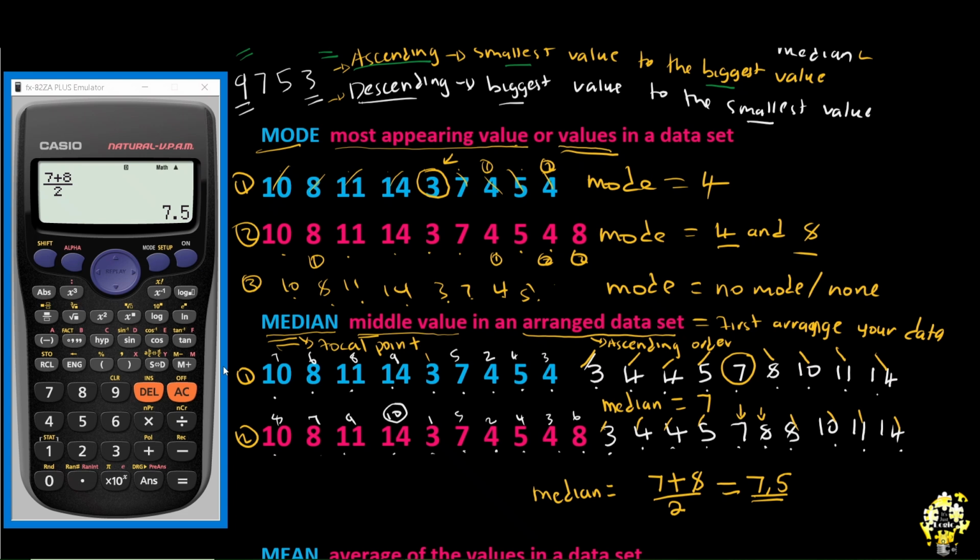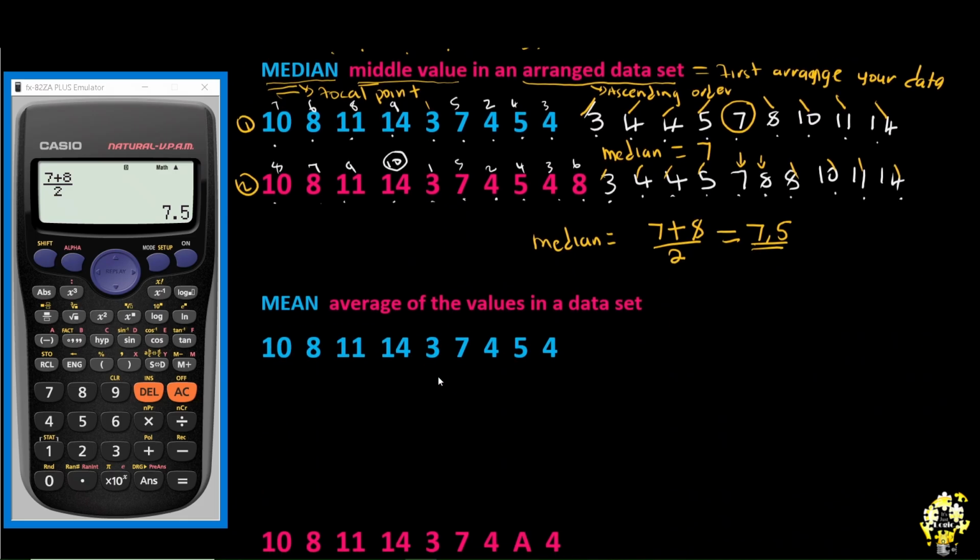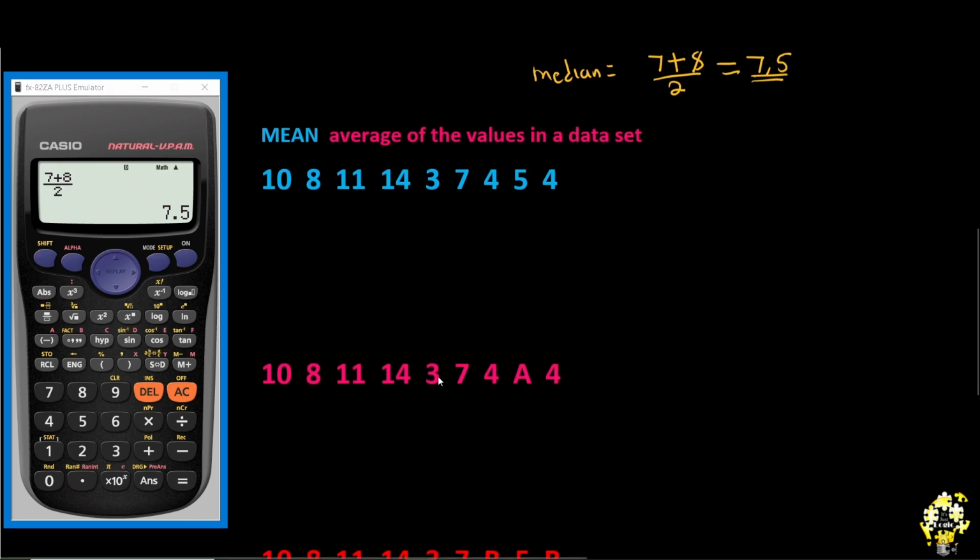Now let's continue. So lastly, we have a mean. It says here, mean is an average.